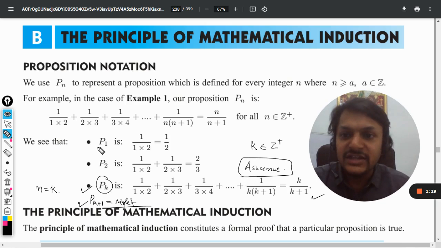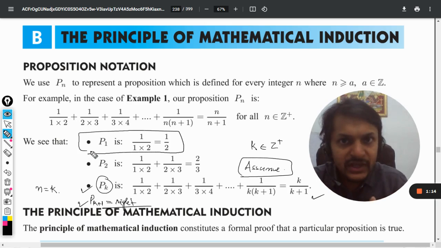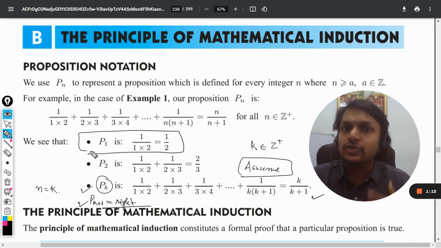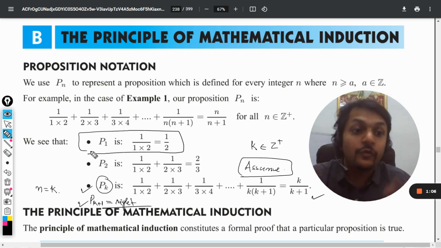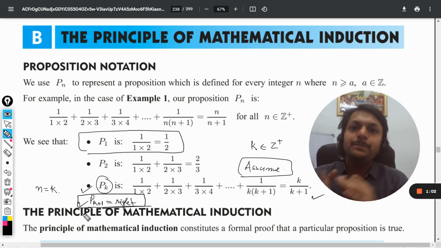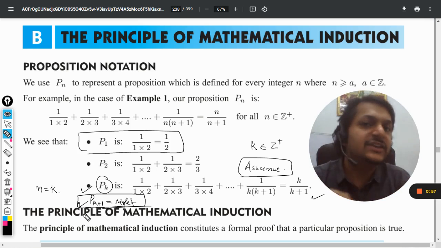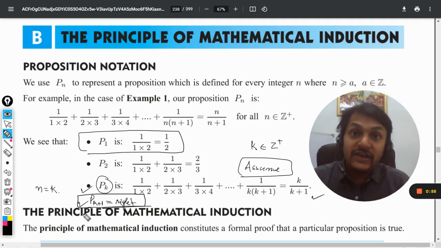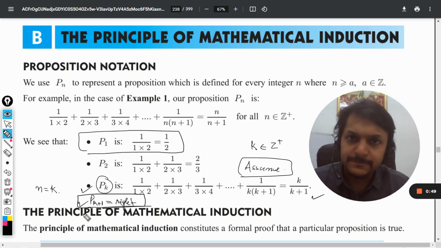So I can say that yes, p1 was right, it means it should be right for 2. And if it was right for n is equal to 2, it should be right for n is equal to 3. If it is right for n is equal to 3, it should be right for n is equal to 4. Why? Because you have proved that p of k plus 1 is right if p of k is right. I repeat, if p of k is assumed to be right, p of k plus 1 is proved to be right.